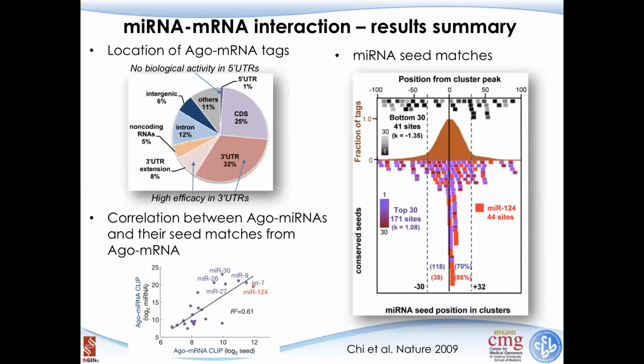But anyway, in general, from this you know that CLIP-seq can be used to identify protein-RNA interaction, and also to identify microRNA target interaction. That's the advantage of this technology.